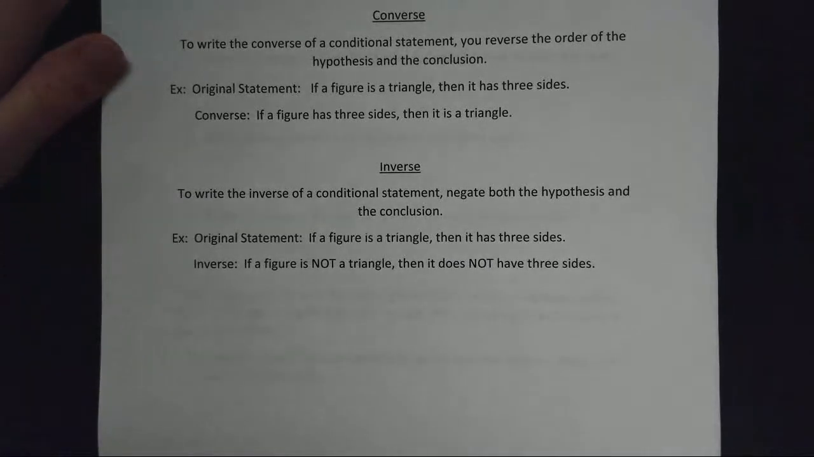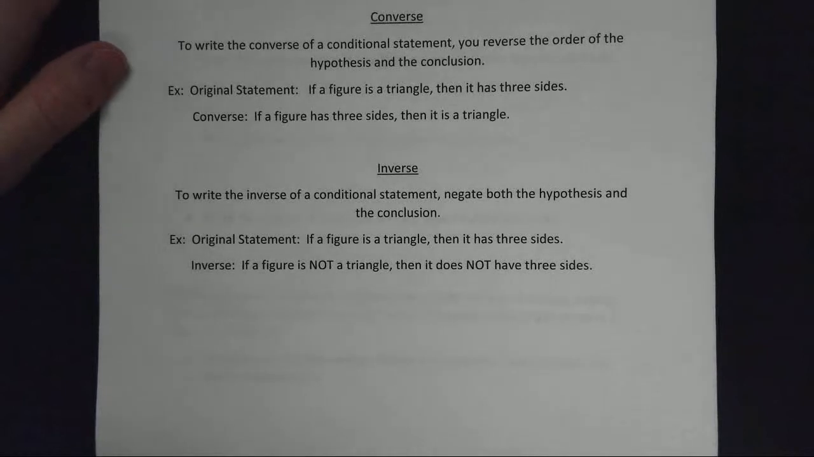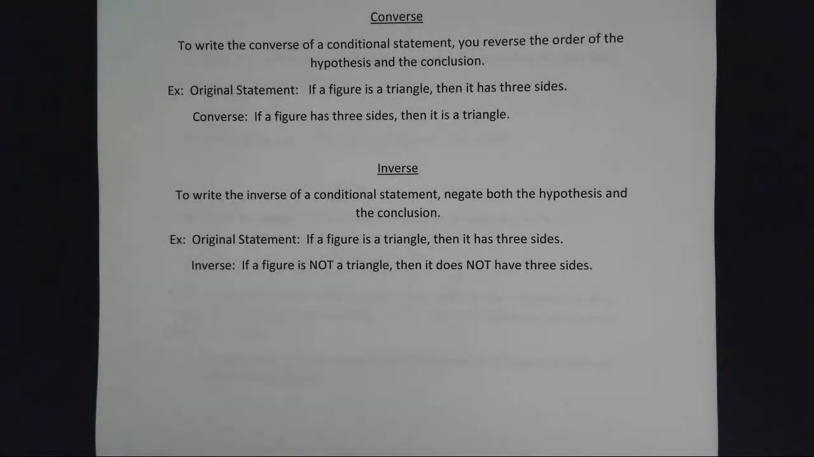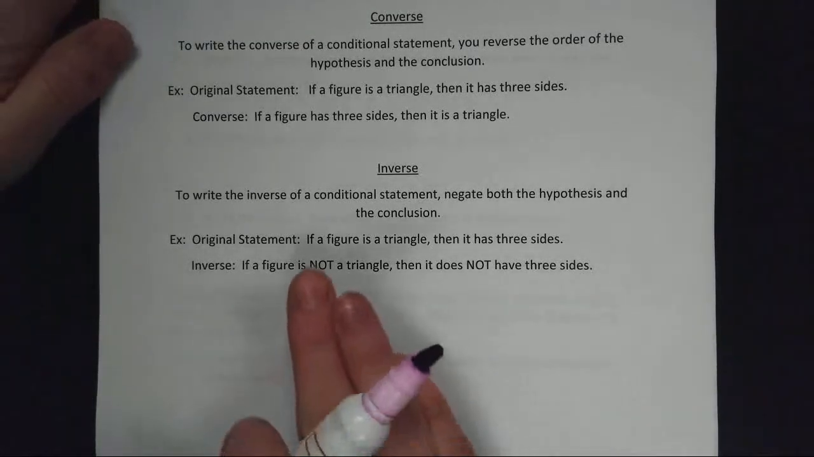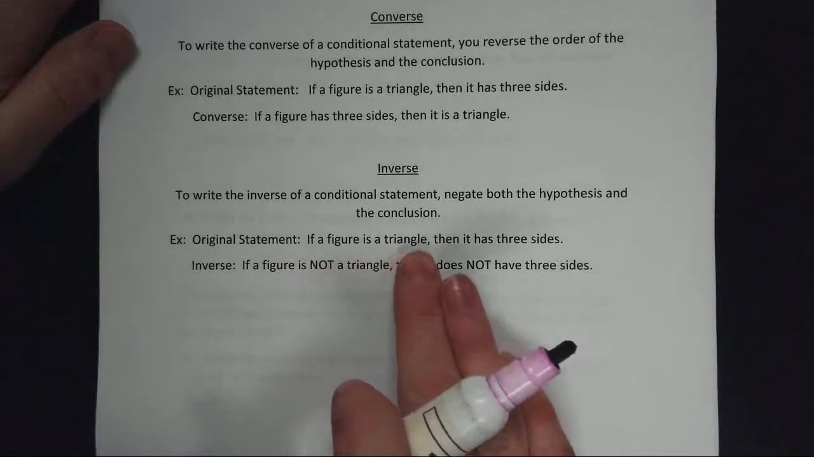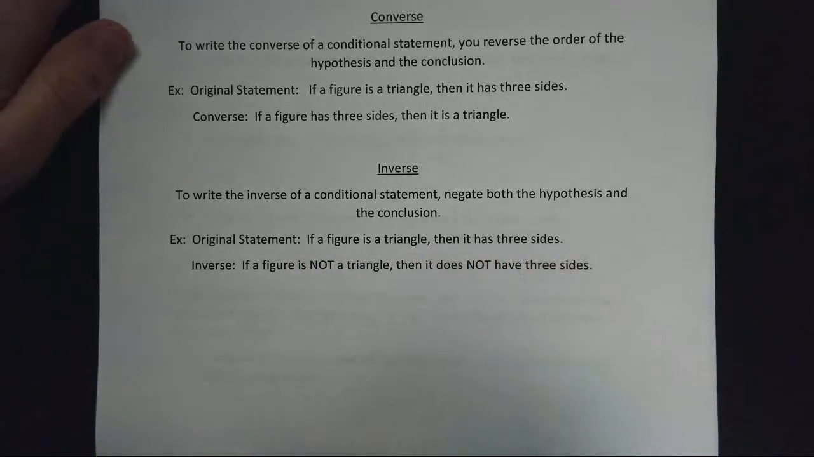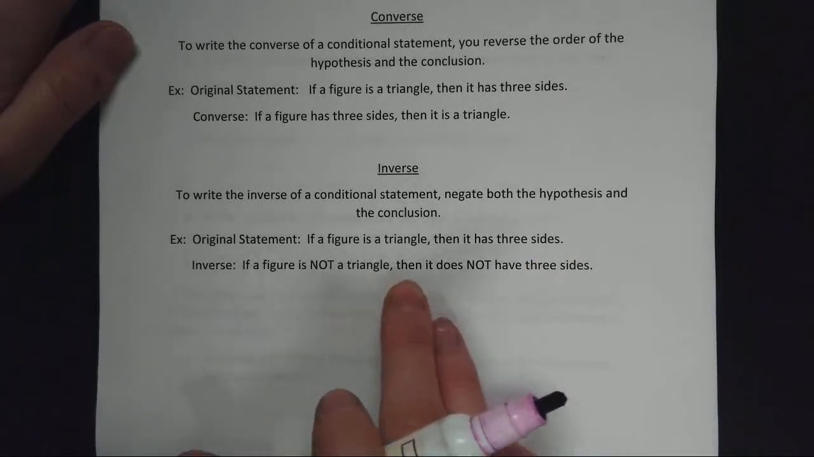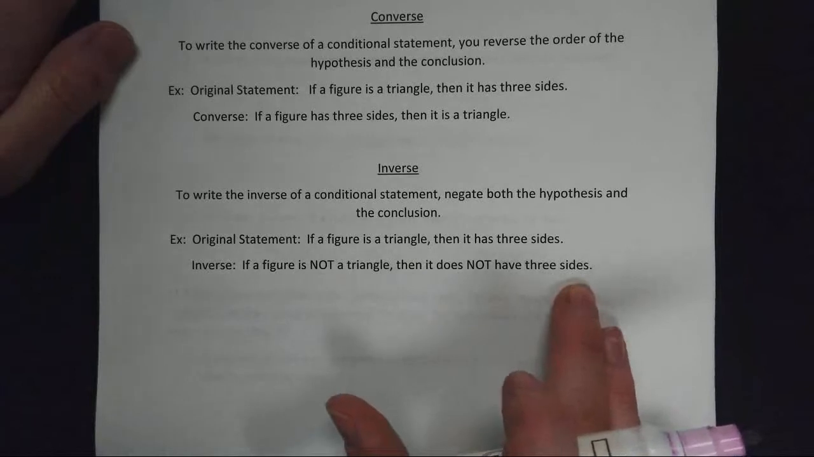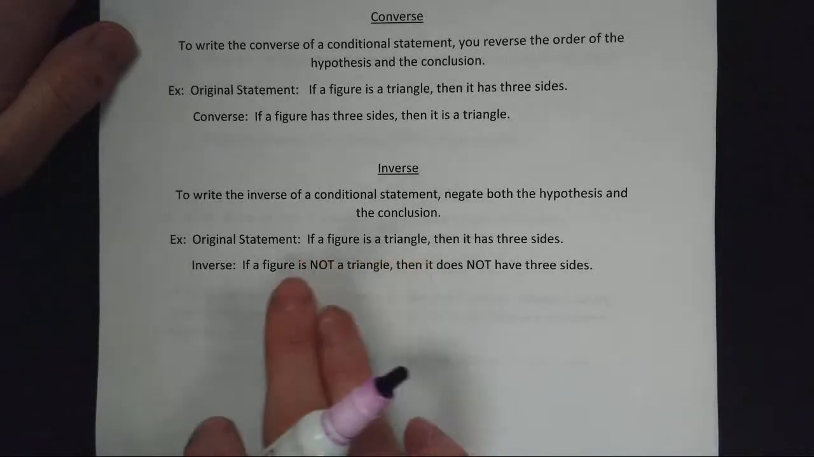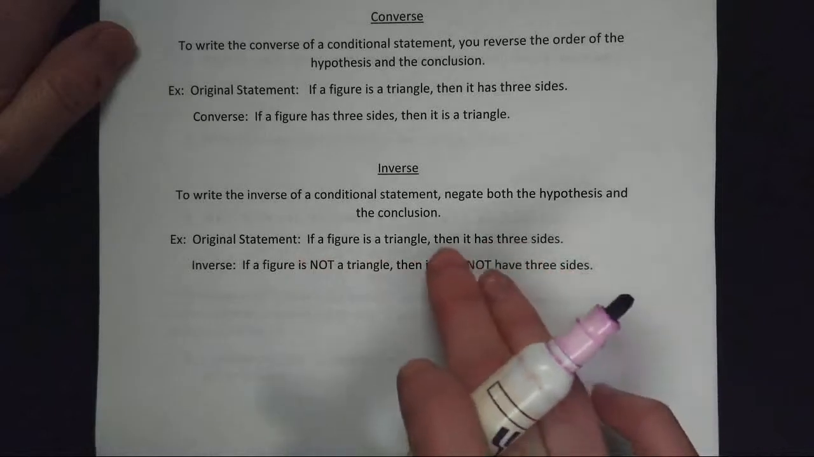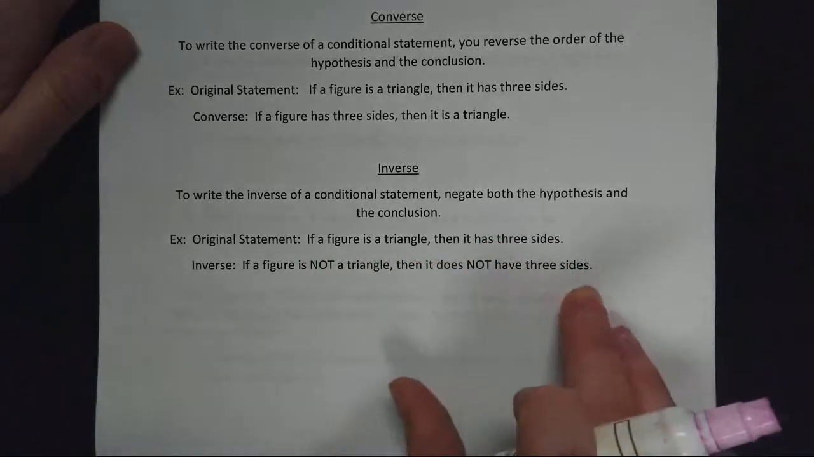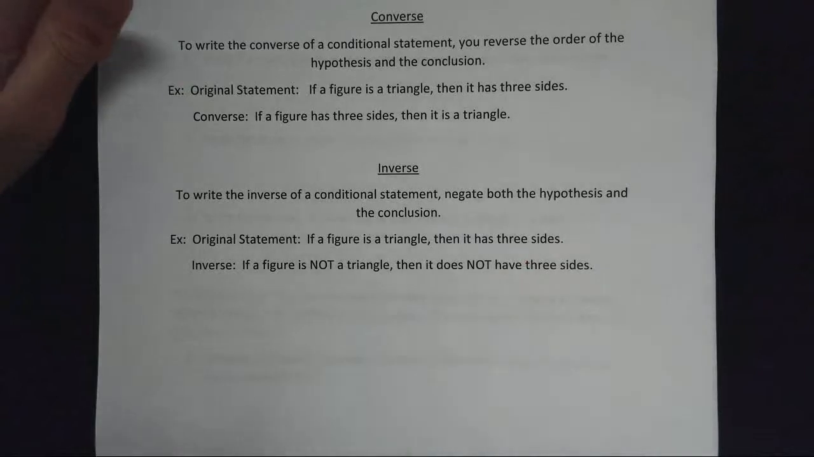To write the inverse of a conditional statement, we negate both the hypothesis and the conclusion. Now, by negate, I mean we say the opposite of those things. So in this case, it says, if a figure is a triangle, then it has 3 sides. To negate both of those things, we would say, if a figure is not a triangle, then it does not have 3 sides. So this says, if the figure is a triangle, this one says, if it is not, then it has 3 sides, then it does not have 3 sides. So basically, we're saying the opposite of both the hypothesis and the conclusion.